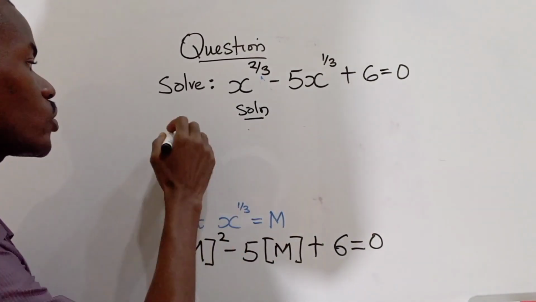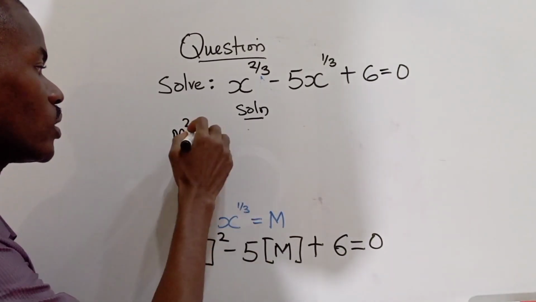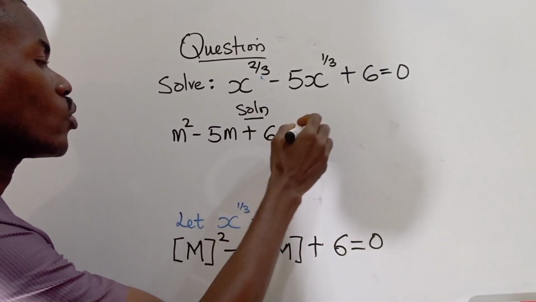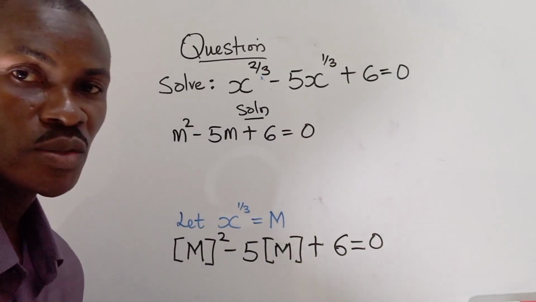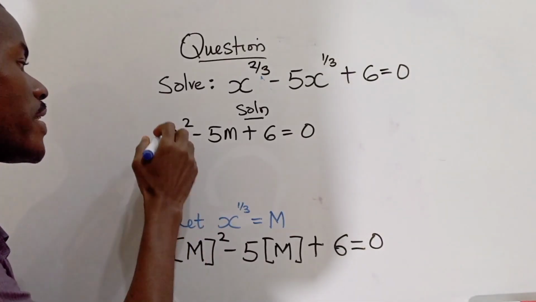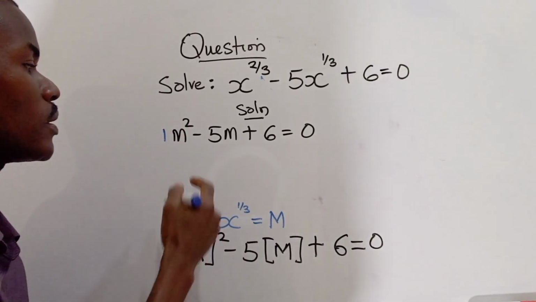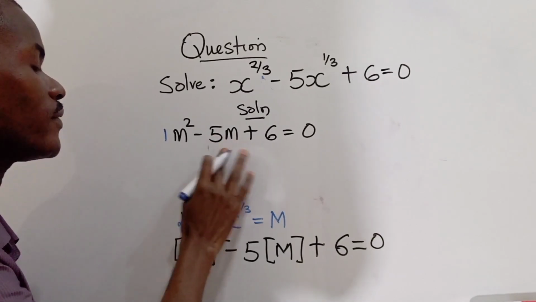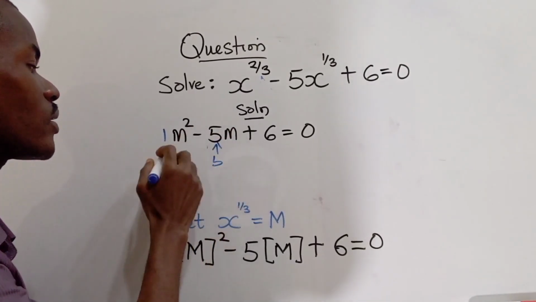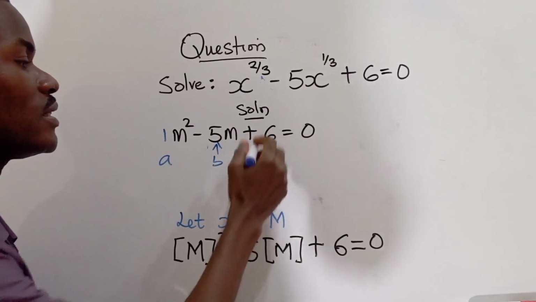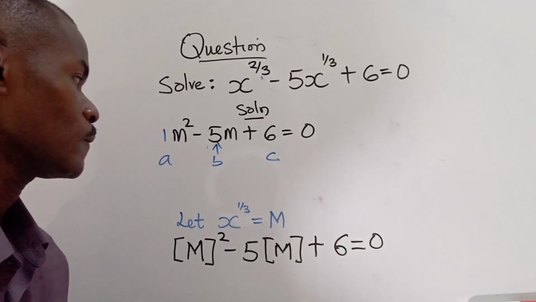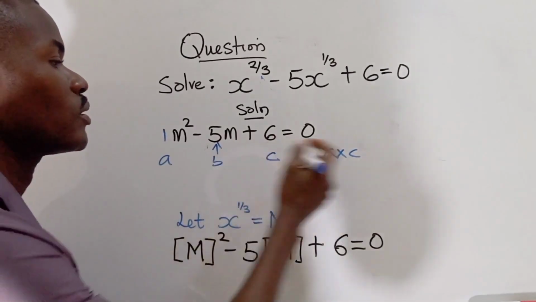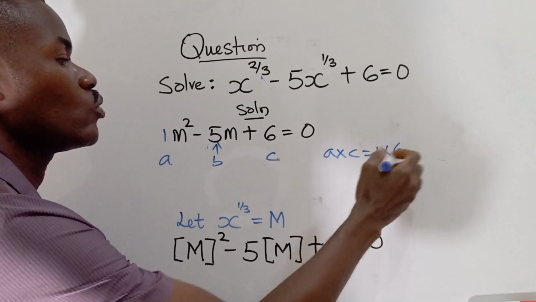So how do we solve for the two values of n? We have n squared minus 5n plus 6 is equal to 0. From this you can realize our a here is 1, our b is minus 5, and our c is plus 6. So what is the product of a times c? It means 1 times plus 6, which is still 6.